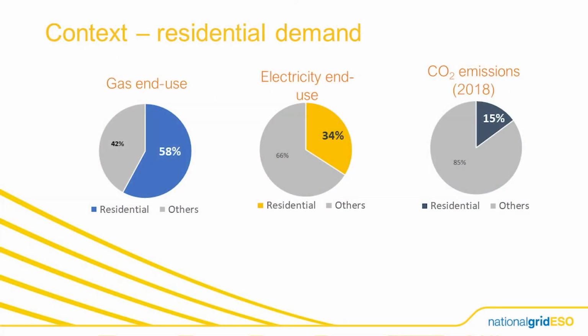For a bit of context, in 2019, energy demand in the residential sector accounted for about 58% of all GB end-use gas demand, that is gas demand excluding gas for power, and about 34% of all GB electricity demand. It is therefore a very significant part of the overall energy use. Secondly, 15% of all UK carbon emissions in 2018 came from the residential sector, and this means energy use in this sector will have to undergo significant changes for the UK to hit the net zero target by 2050.